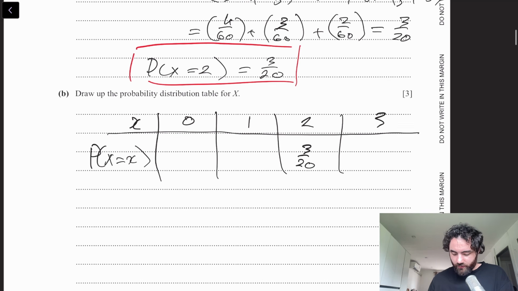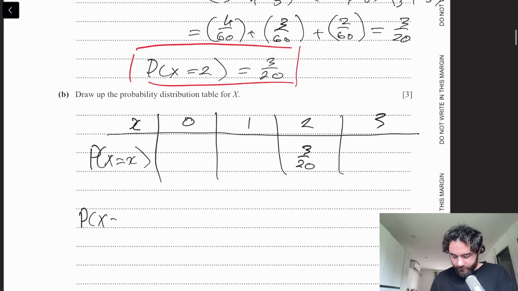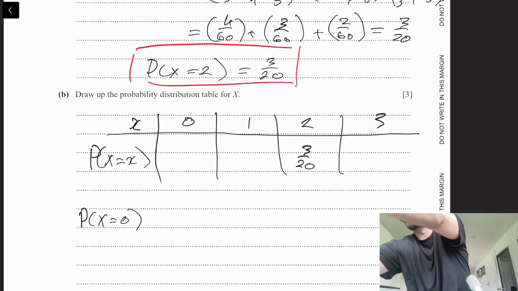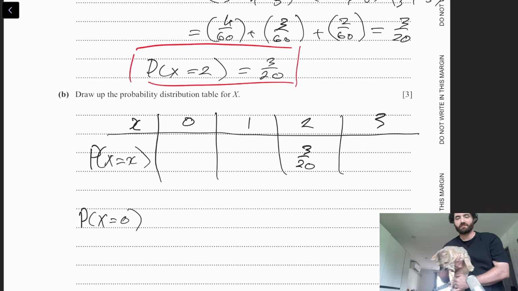When X equals 0, let's look at these things. My cat. When X equals 0, I'm going to have to shut her out. You can't be here. Look, it's my cat.